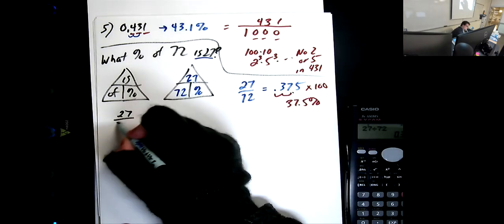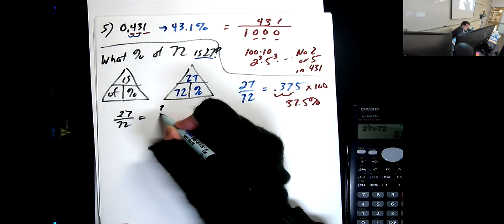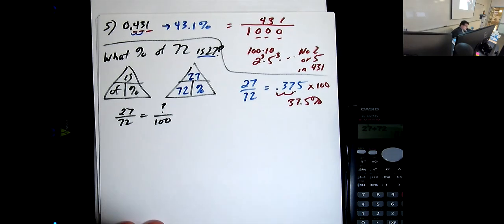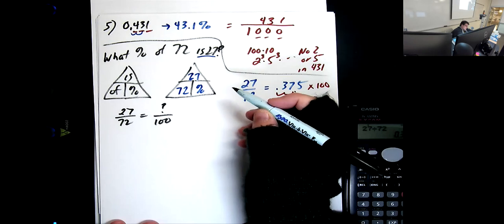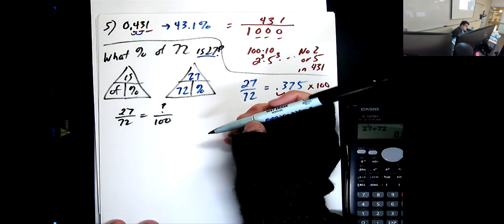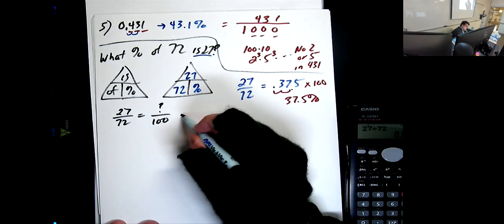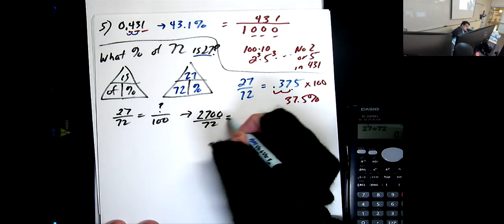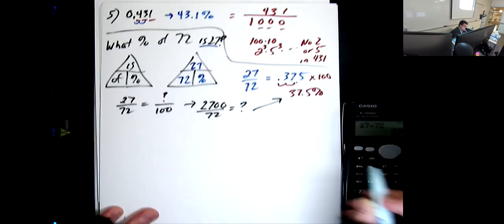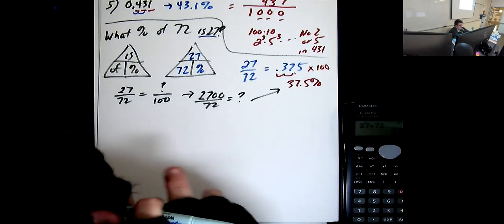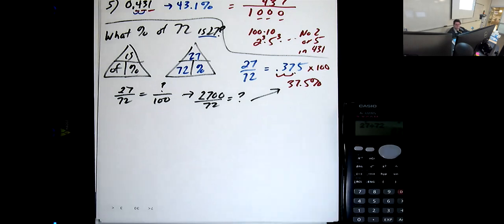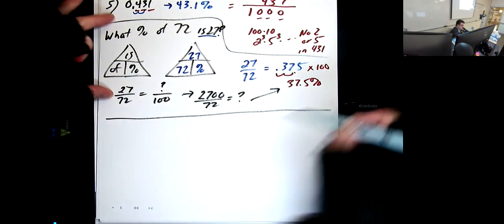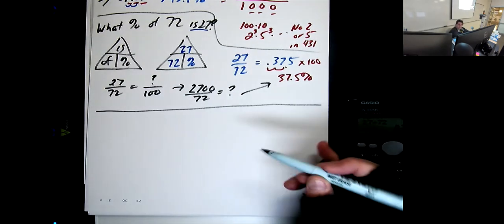27 over 72 equals blank over 100. 27 times 100. So it ends up being the question is 2700 over 72. And that's going to give you the 37.5. That's not the way I taught it, so I don't want to trip anybody out. But if you like doing that method, please do.